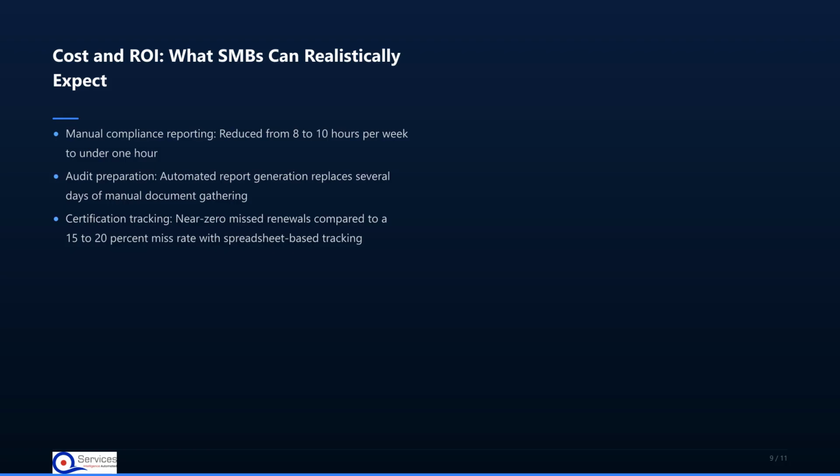The contrast with the alternative is significant. HIPAA violation penalties can reach $50,000 per violation category, and compliance consulting fees for a small practice often run $2,000 to $5,000 per year. Typical efficiency gains SMBs report after implementing compliance automation include: manual compliance reporting, reduced from 8 to 10 hours per week to under 1 hour. Audit preparation, automated report generation replaces several days of manual document gathering. Certification tracking, near zero missed renewals compared to a 15 to 20% miss rate with spreadsheet-based tracking.